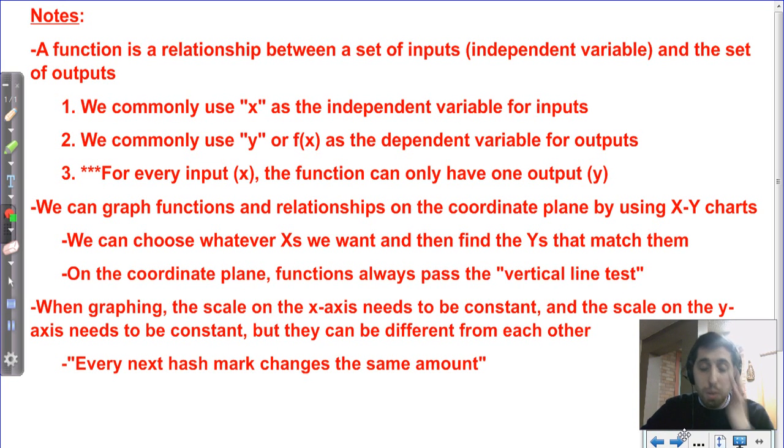So in that case, for the y, if it went up to 327 or 350 or whatever I said, we would probably go by 50s. And so we'd only have to go up 7 hash marks. So another way to say this is that every next hash mark changes the same amount. That's what it means if the scale is constant.